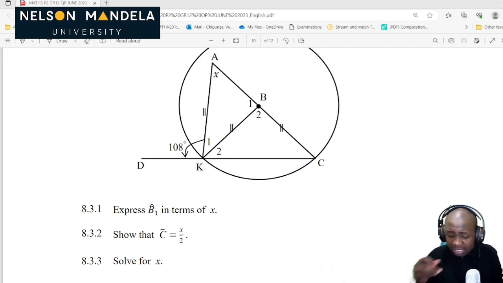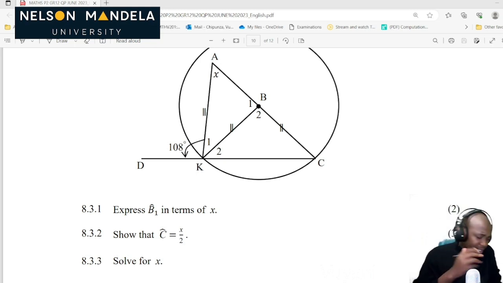Or we can see that B1 is actually equal to X. Why is it equal to X? We can see that KB is equal to AK, which means opposite angles equal sides. So that one is straightforward.